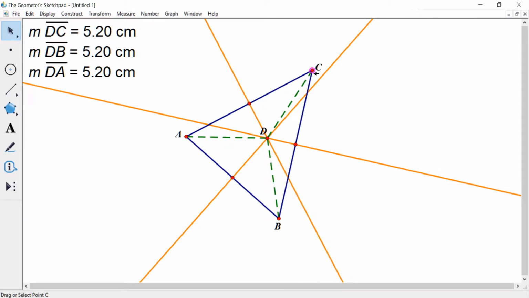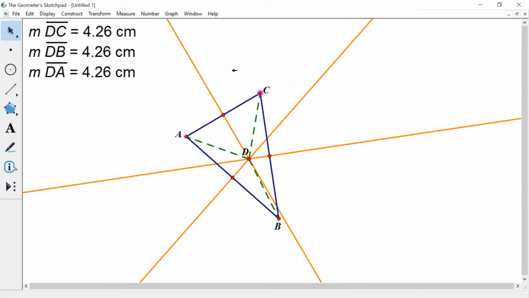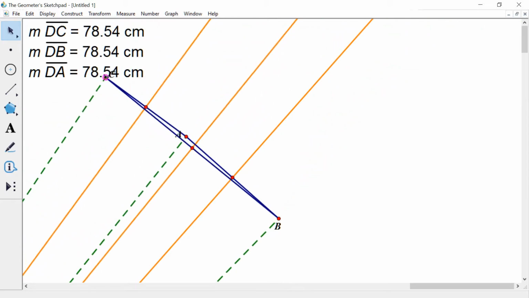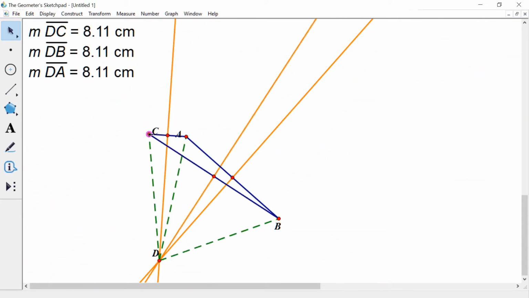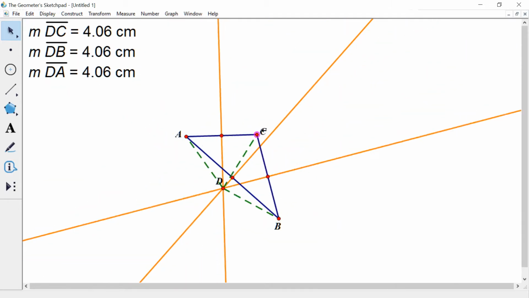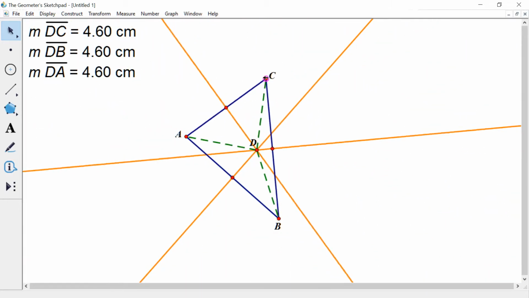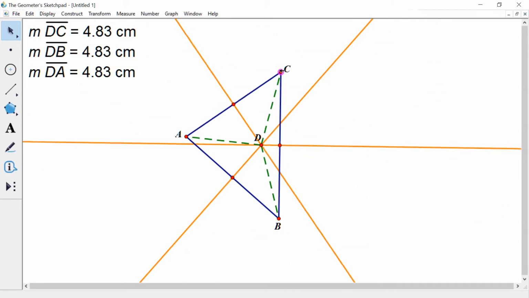Well, what do you know? And no matter where I draw that, notice these lengths, they're always the same. Whoa, that's pretty crazy right there. So I can have all sorts of triangles, but those lengths are always the same.